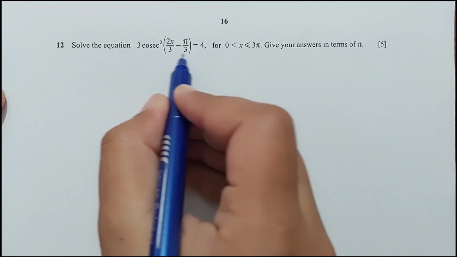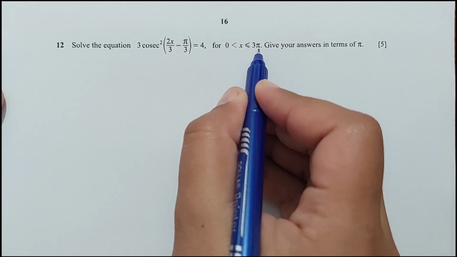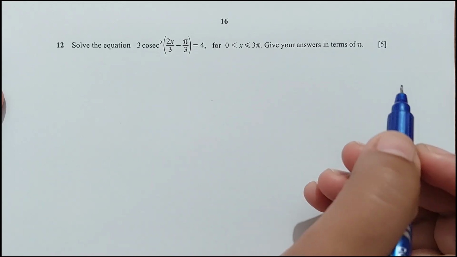Question number 12. Solve the equation for x between 0 to 3 pi. Give your answer in terms of pi. Right.